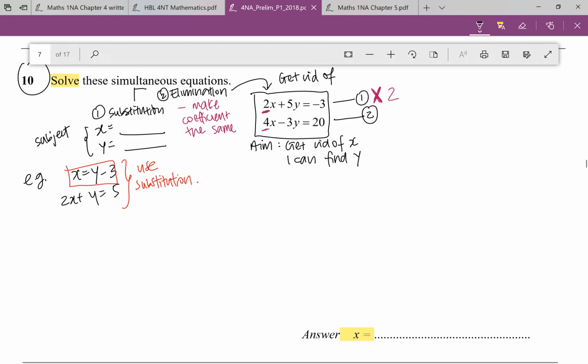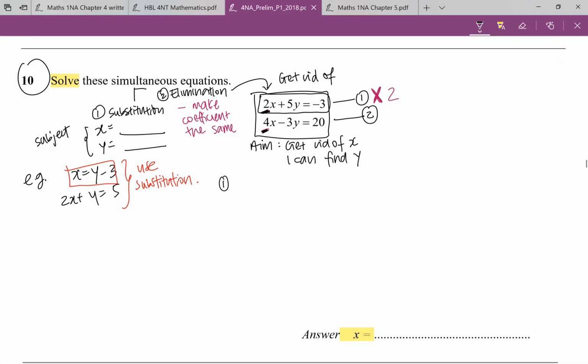Then just now I said I have coefficients 2 and 4. So I want to make my first equation times 2. Once I times 2, my first equation will become 4x plus 10y equals negative 6. 2x times 2 is 4x, 5y times 2 is 10y, then negative 3 times 2 is negative 6.